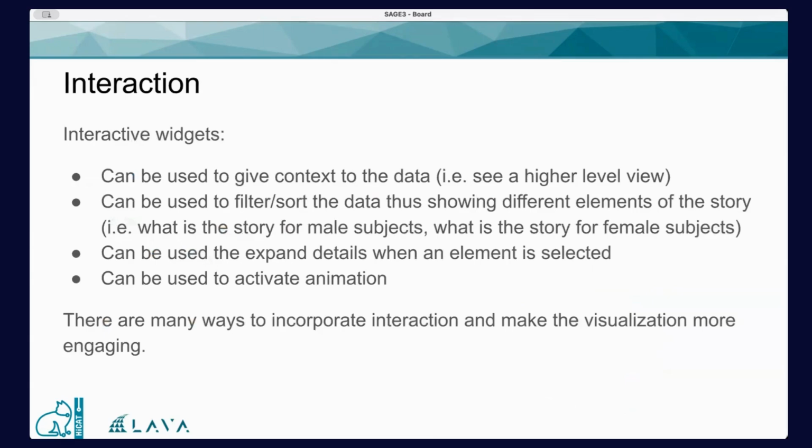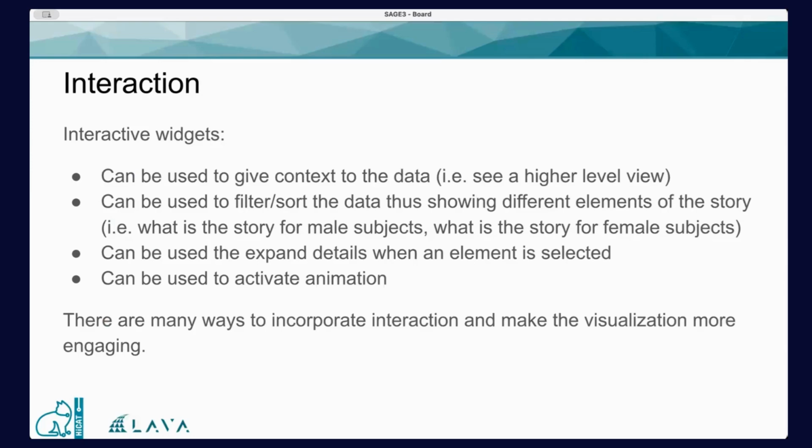Interaction. Once we go digital, we have this ability to enhance all of our visualization by adding these interactive techniques. We can make a visualization system that enables the user to get more context for the data. So imagine you have this higher view, and then you can kind of zoom in on specific elements within the data. We can filter and sort things.